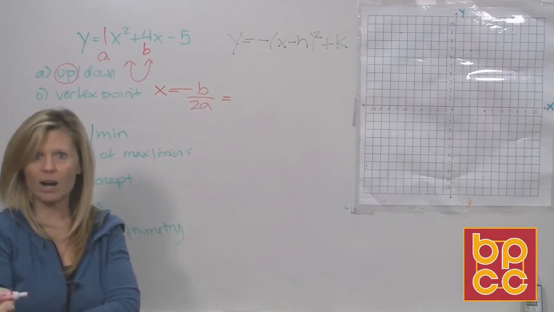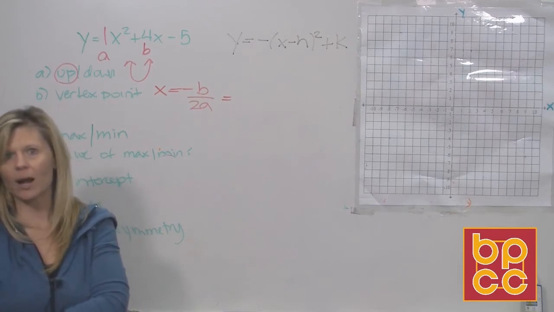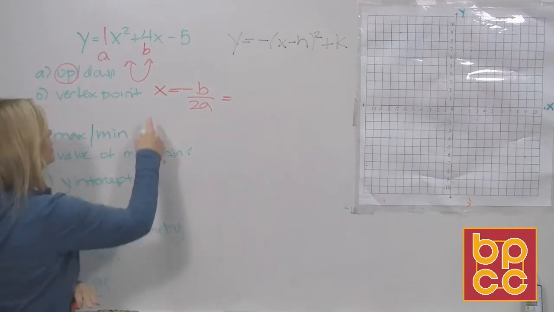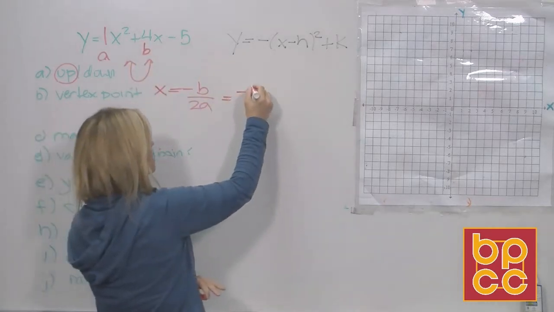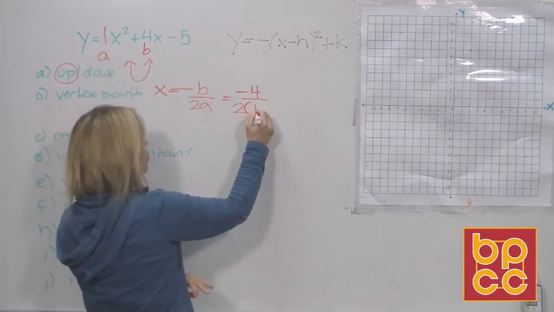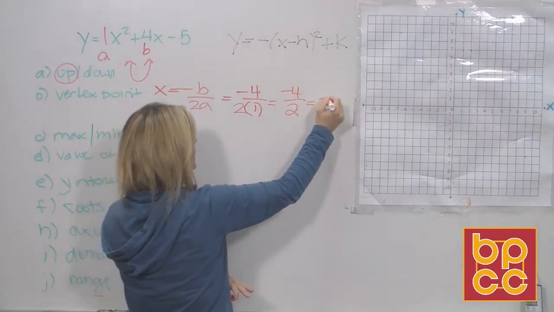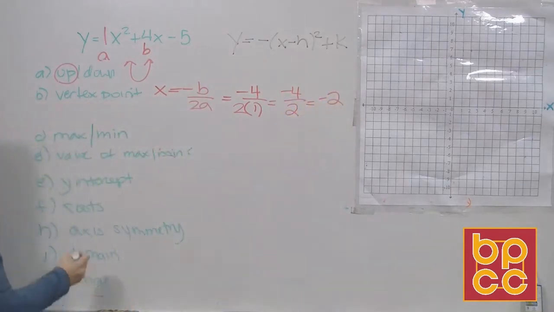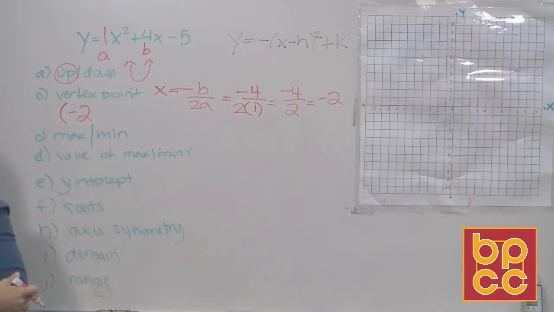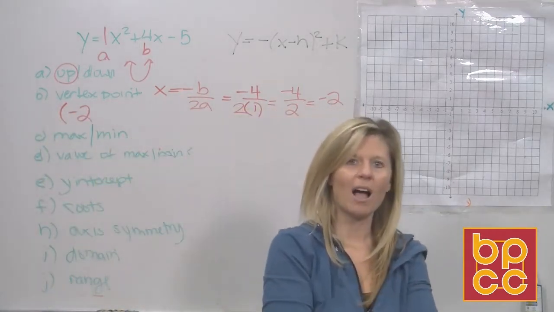Remember when we were doing the quadratic formula? X equals negative b plus or minus square root. Remember that? Negative b means the opposite of b. So if your b is 4, this must be negative 4. Over 2 times whatever a is, 1. Negative 4 divided by 2 is negative 2. So what you just found is the x value of your vertex point. But to be a point, you need an x value and a y value.